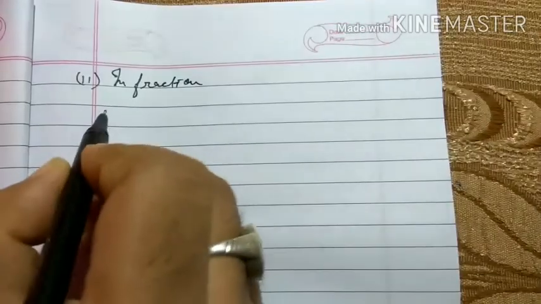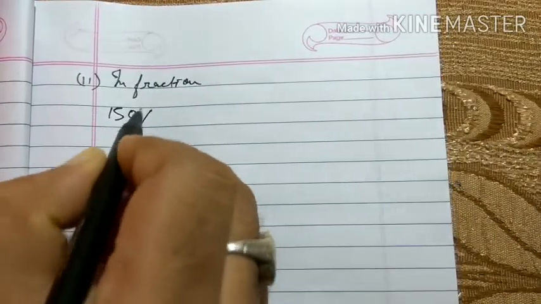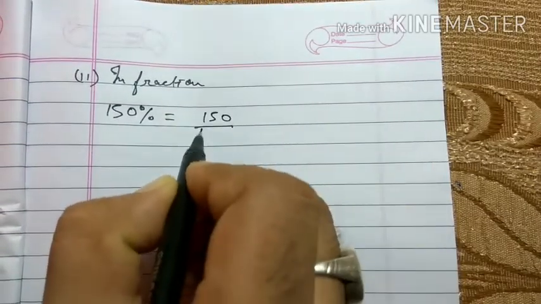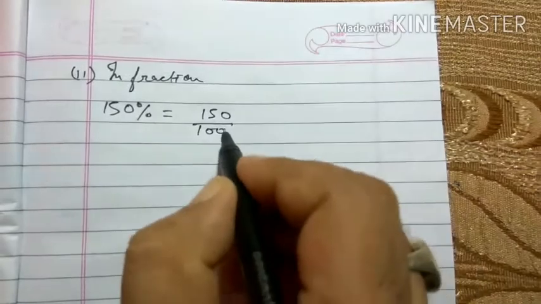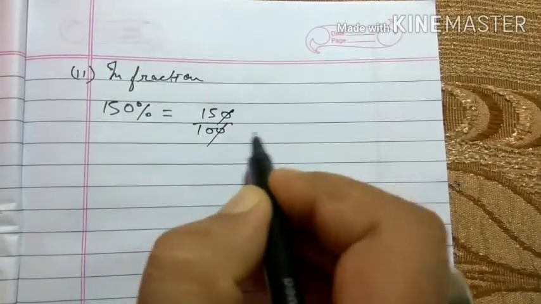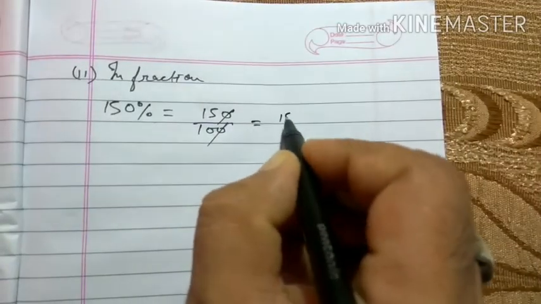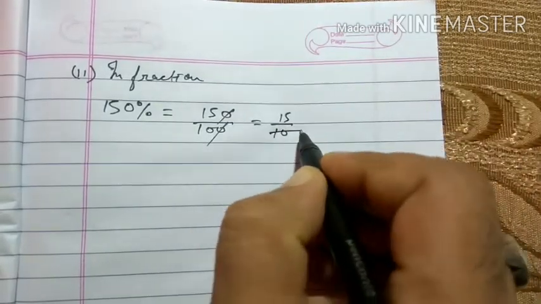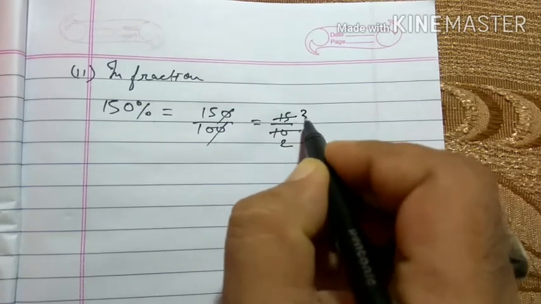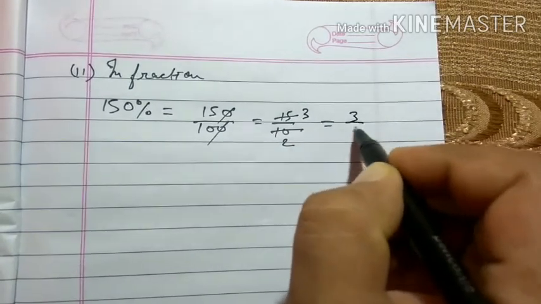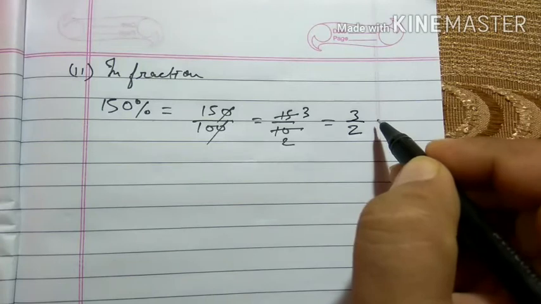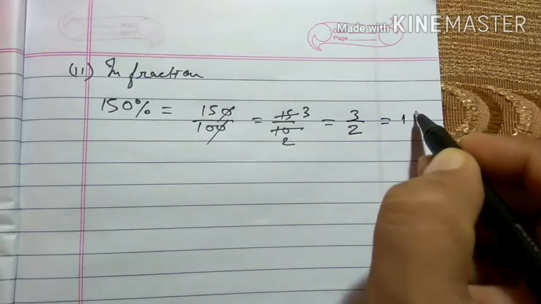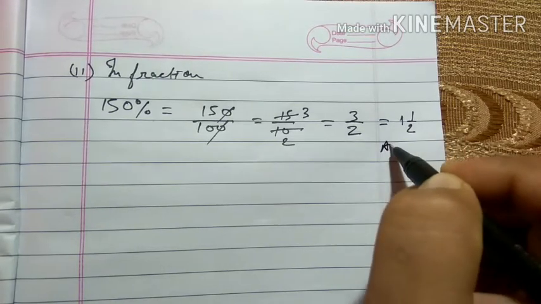In fraction, 150% is equal to 150 per 100, as you know. Then we will cancel this 0 with this 0. It becomes 15 by 10, and again it is divisible by 5. 5 2s are 10 and 5 3s are 15. So the answer is 3 by 2. This is the answer, or you may write it as a mixed fraction, like 1 whole 1 by 2. So this is your answer.